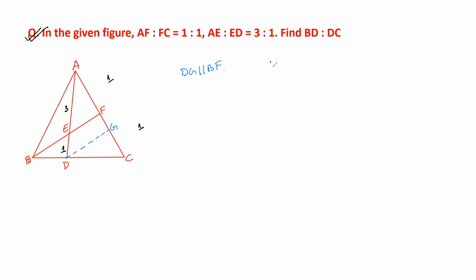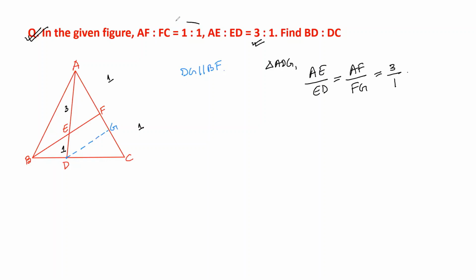Now, if we consider triangle ADG, in that case, the point E is a point on the side AD, the point F is a point on the side AG, and the line EF is parallel to DG. So using basic proportionality theorem, we can say that the points E and F will divide the sides AD and AG in the same ratio. So AE upon ED would be same as AF upon FG. And we know AE is to ED is 3:1. So AF upon FG will also be in the ratio 3:1.